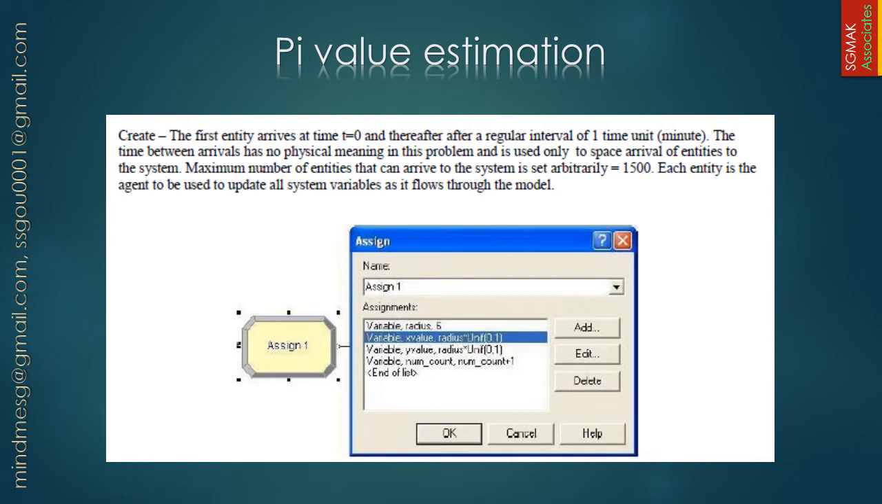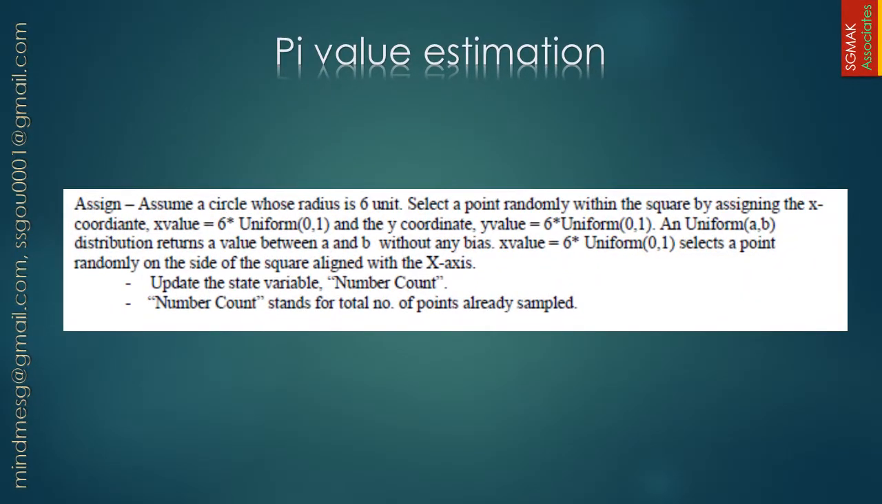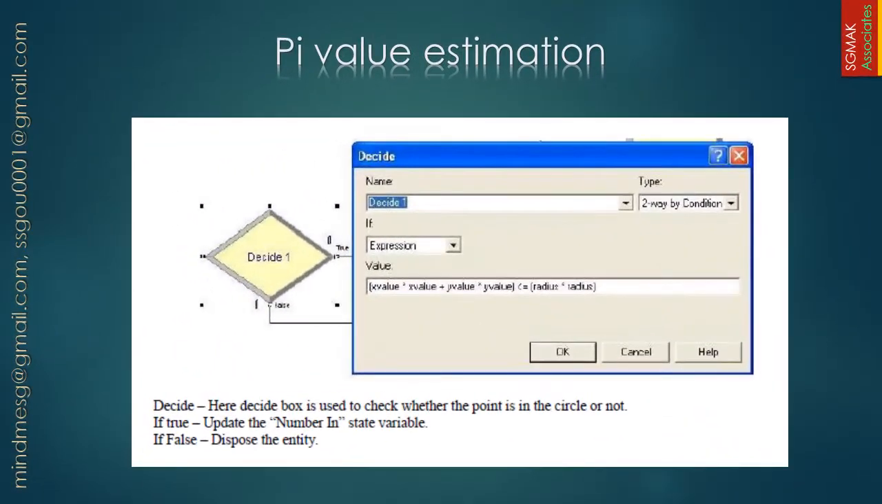Following selection of a point, a check is made whether the point is inside or on the quadrant of a circle of radius r that has been inscribed in the square. A counter is incremented if the point lies inside or on the circle, and then the entity is disposed.